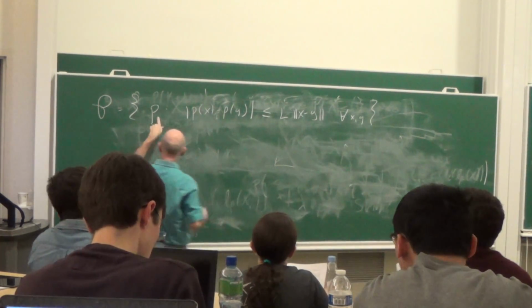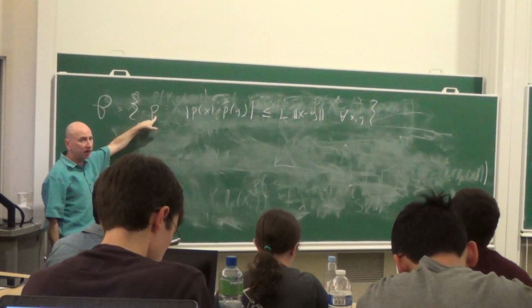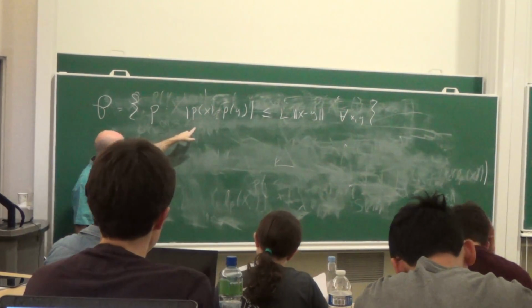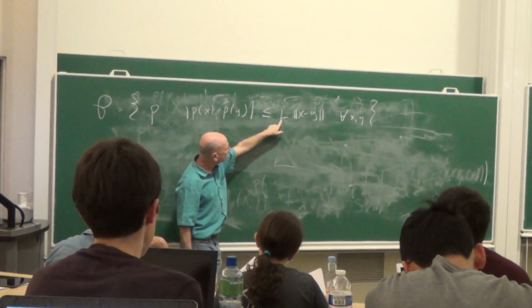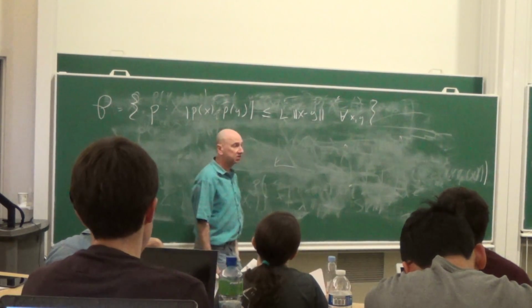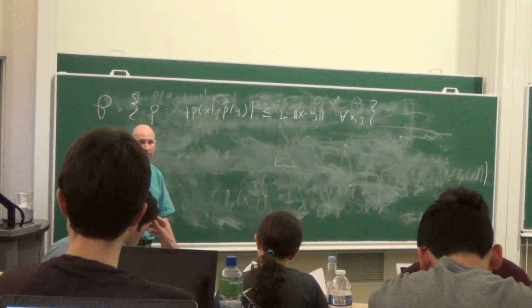So this is the set of all densities p that are probability density functions. Of course they integrate to 1 and are non-negative, but they satisfy this Lipschitz bound: p of x minus p of y is bounded by some constant L times the distance of x minus y. That's kind of a minimal smoothness condition, right? It says there can't be infinite jumps in the density.